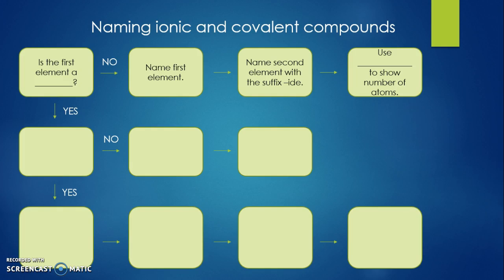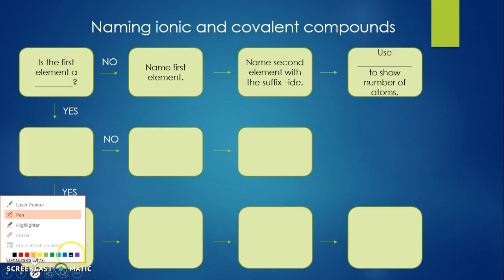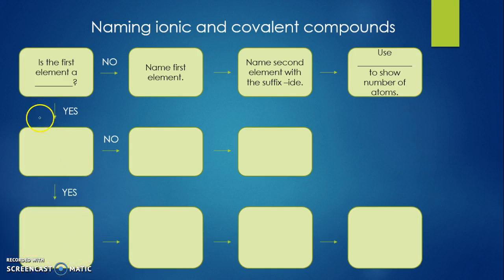All right, so on your handout, you have a flow chart that looks something like this. So let's fill that in. What we're going to do is learn how to name covalent compounds first, because they are truly the easiest ones to name. All right, so every time that you go to name a compound, you want to start at this first box here. You always start in the top left-hand corner.